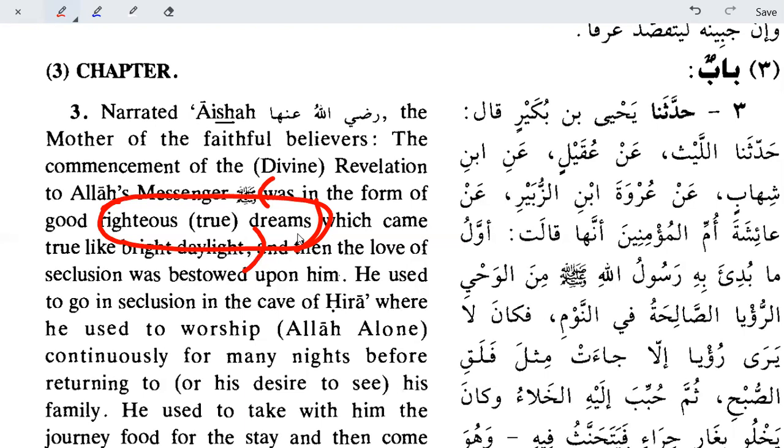Tell me these three things again. The first one is the ringing of a bell. The second one is the angel comes in a man's form. The third one is the righteous true dream. Good.